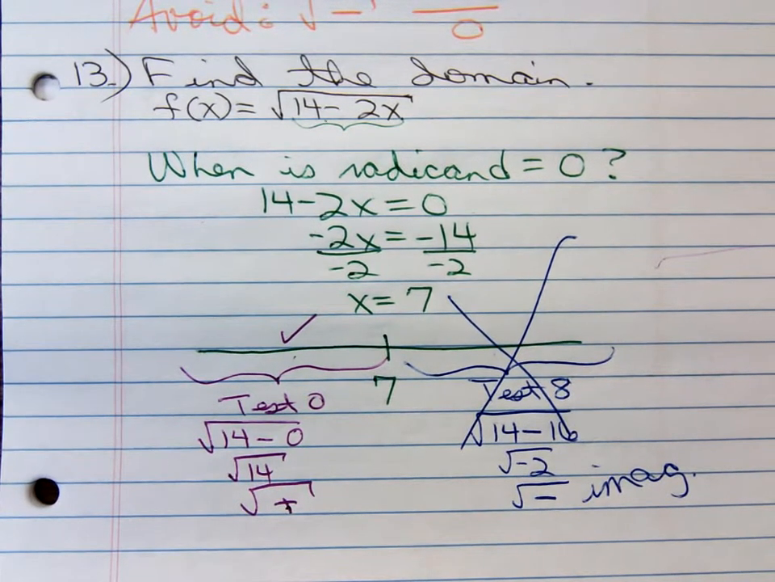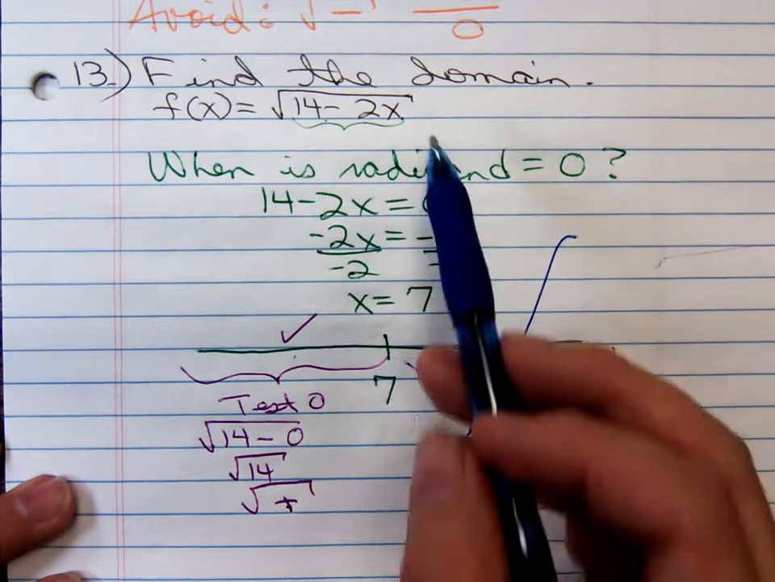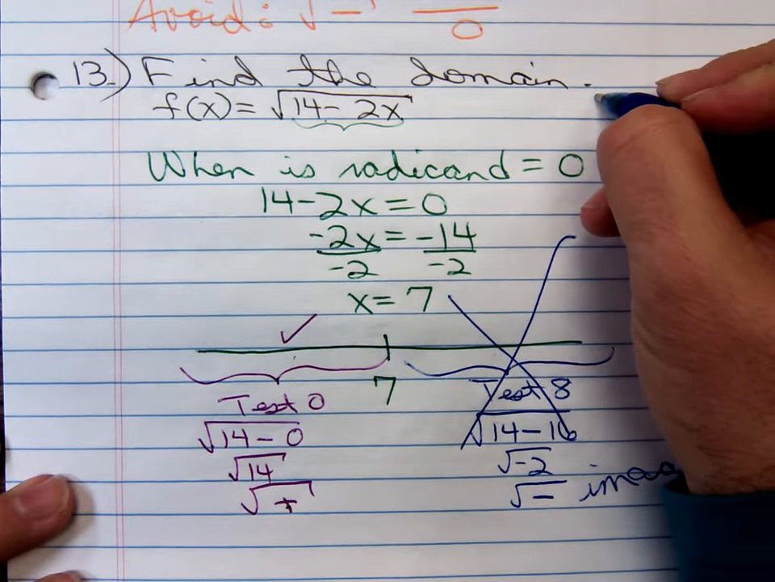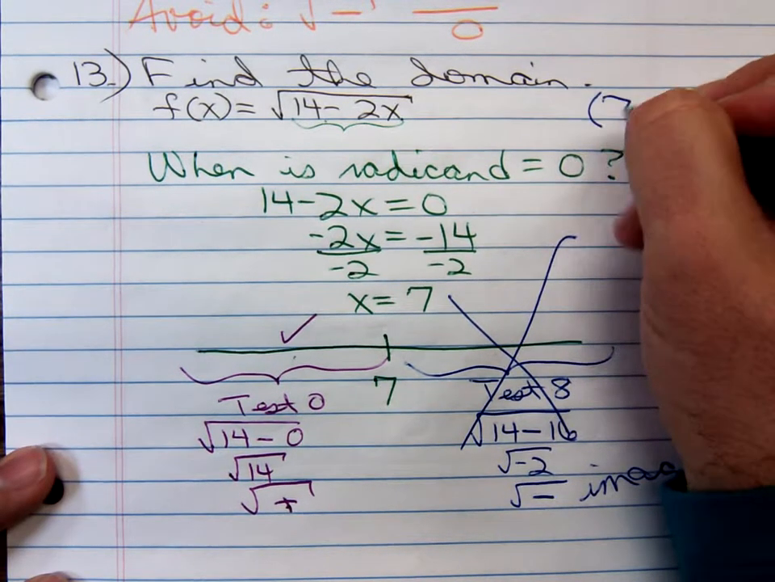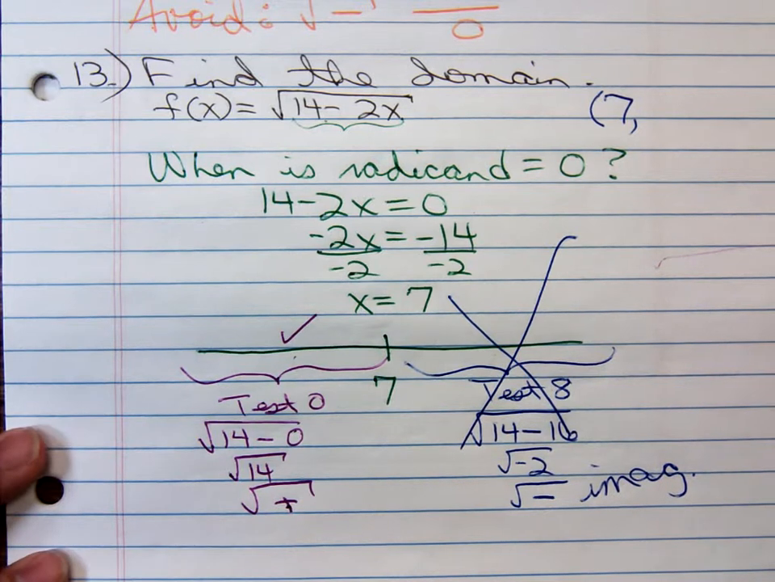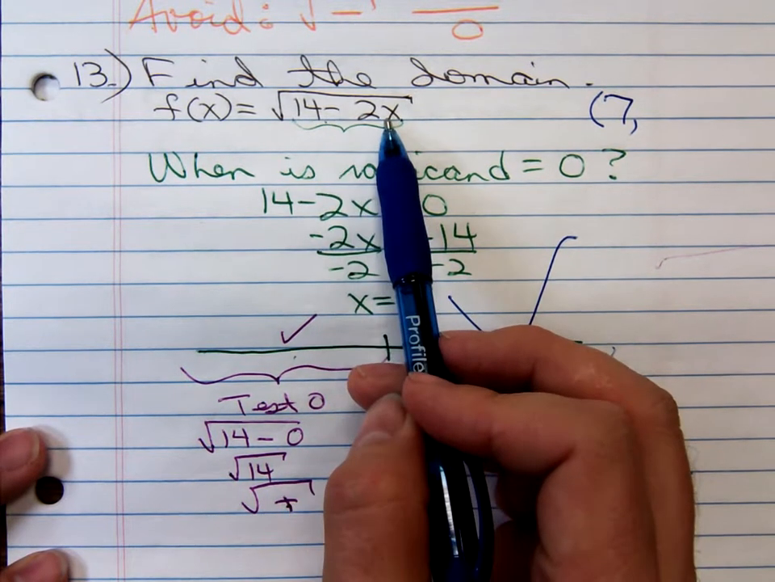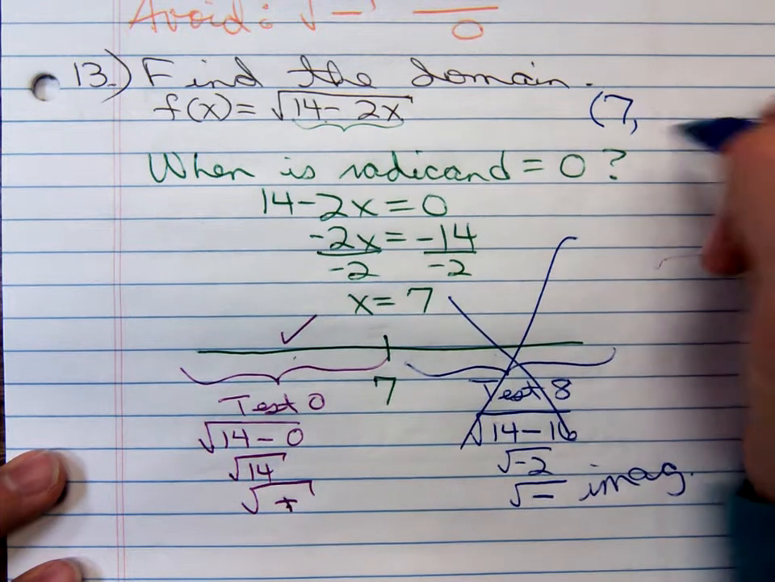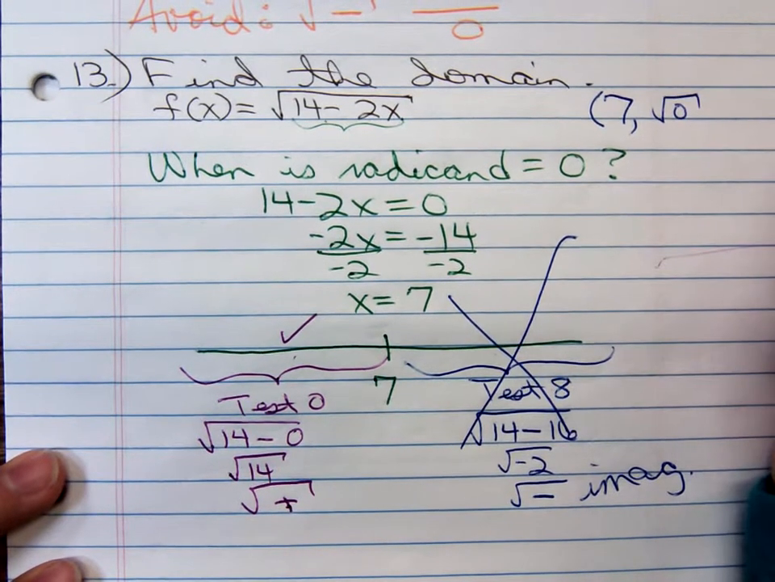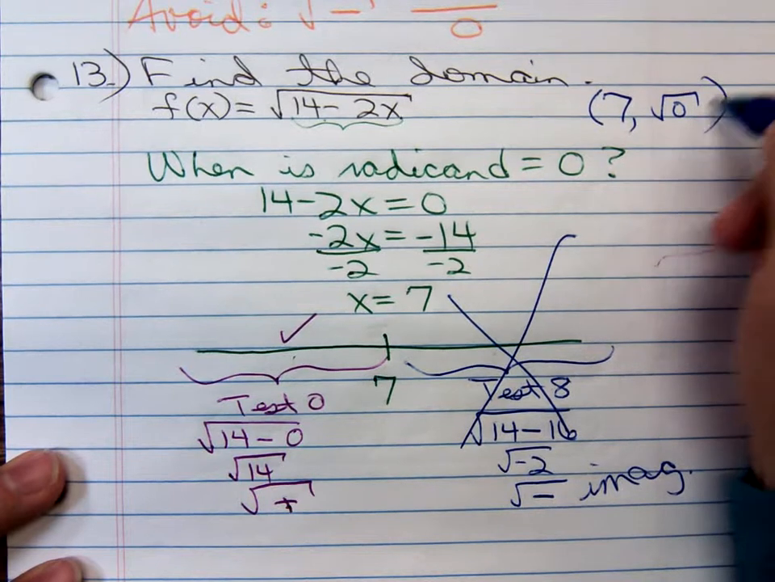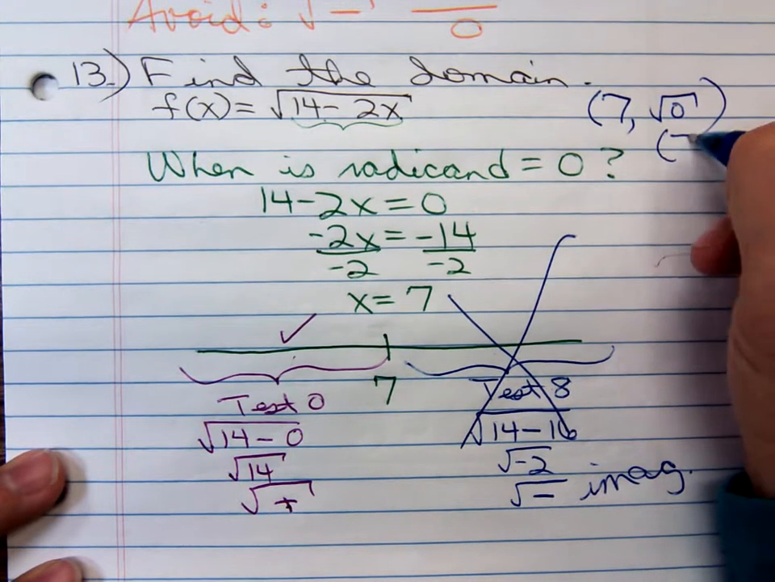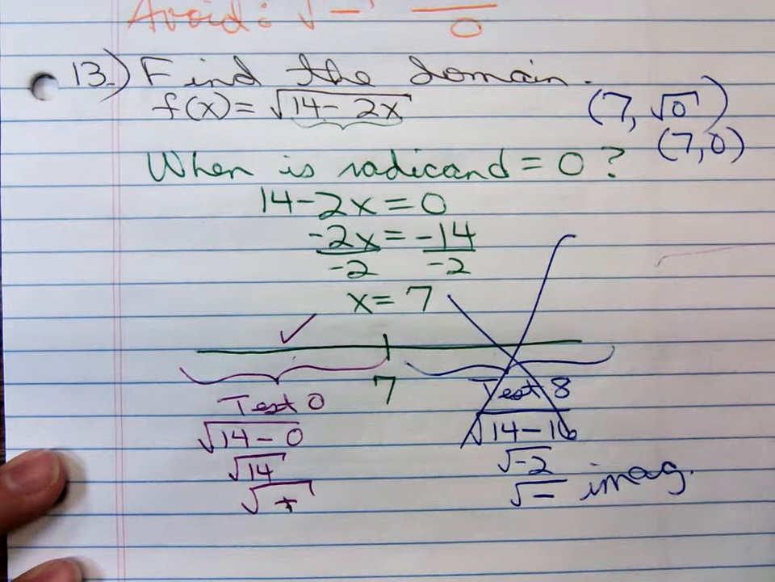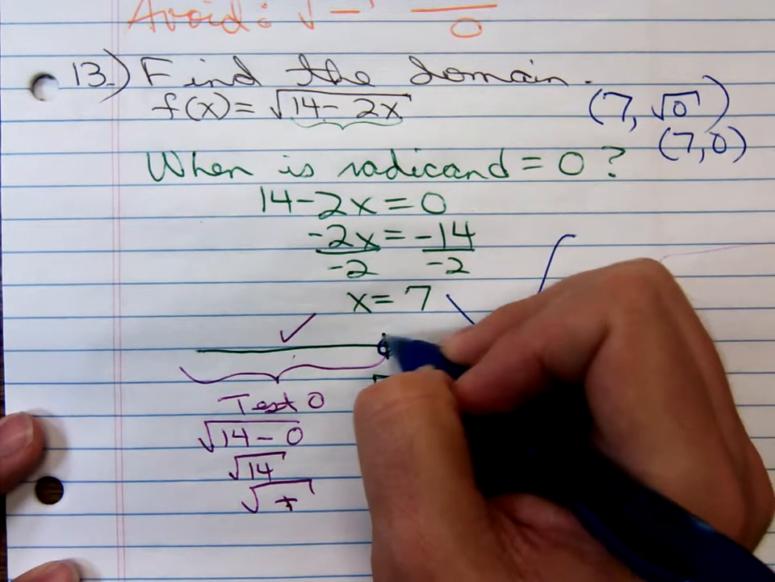All we have to decide now is, is 7 an acceptable x value? If you take 7 and plug it in for x, you get 14 minus 14, that's the square root of 0. What's the square root of 0? 0, that's defined. So you get the ordered pair 7, 0. Therefore, 7 is acceptable. We'll include 7 in our final answer.